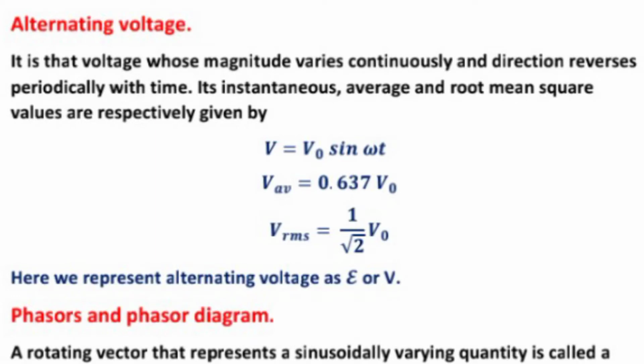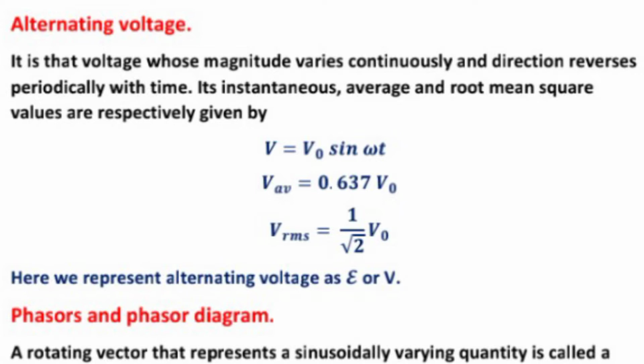Then what is alternating voltage? It is that voltage whose magnitude varies continuously and direction reverses periodically with time. Its instantaneous, average and root mean square values are respectively given by V equal to V0 sin omega t, V average equal to 0.637 V0, and V RMS equal to V0 upon under root 2. Here we represent alternating voltage as V or epsilon.